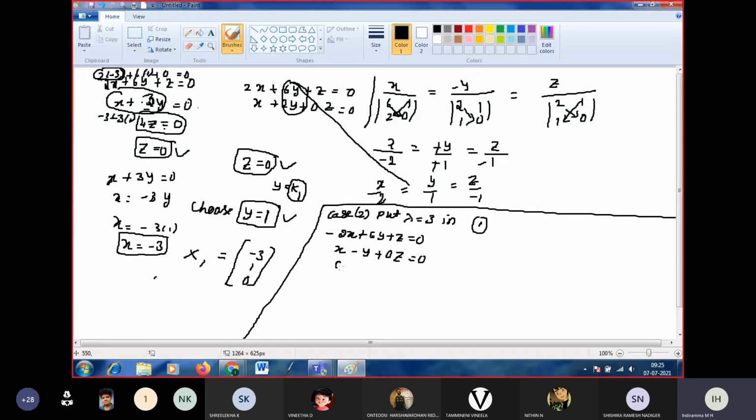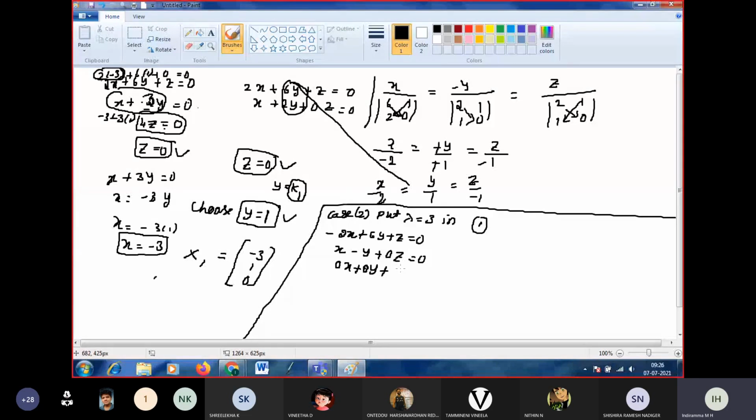Third equation is 0x plus 0y plus what you got? Plus, hello? What's the third equation you will get if you put lambda equal to 3? Shishira? Yes, ma'am. What's the third equation?